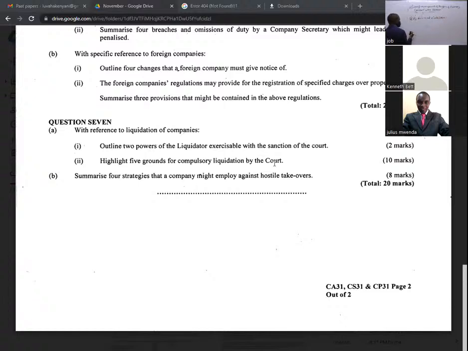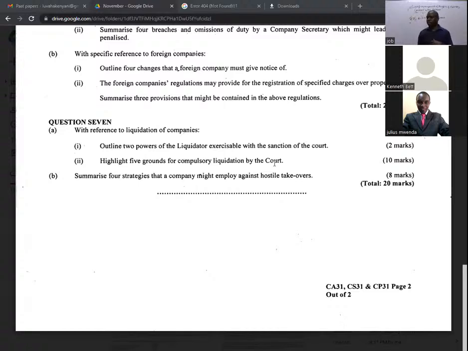How to avoid a hostile takeover. What do you mean by a hostile takeover? It is hostile, just from the word hostile. It is not very friendly. It is whereby, for example, in this case, a company like Safaricom decides to sweep the industry by simply acquiring all the players in that industry. So they don't want any competitor. So that is not a friendly takeover. It is very hostile. So they want to dominate that market and become like a monopoly.